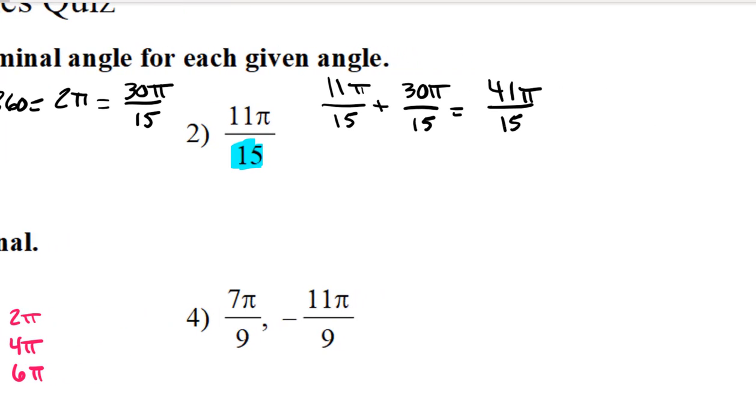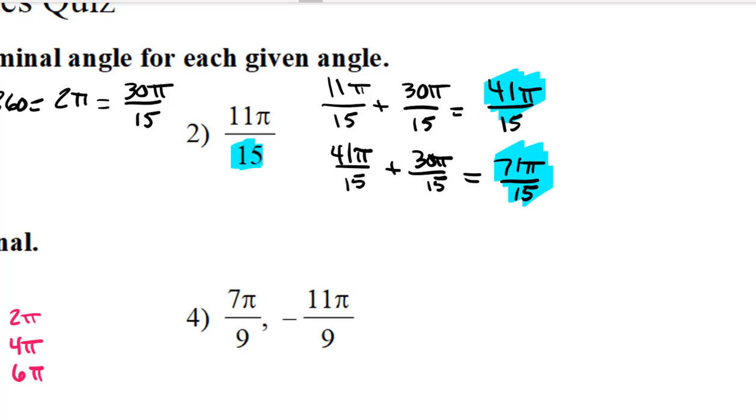Now, if I want to find another one, I could take that 41 pi over 15 and add to that another 30 pi over 15. And we would end up with our next one, which would be 71 pi over 15. You get the idea. So you keep adding 30 pi over 15. So two positive coterminal angles are 71 pi over 15 and 41 pi over 15.